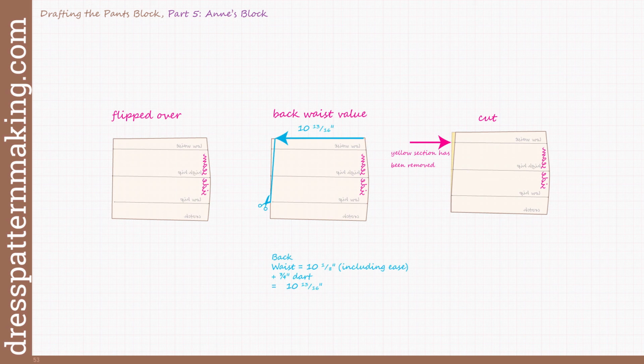And I'm going to measure across from the side seam, that is from right to left, for the back waist value, which is 10 1/8 of an inch plus 3/4 inch dart. The total is 10 13/16. So I'll measure from the side seam and mark where the waist ends. I'll then draw a line from that point on the waist to the low hip line with a ruler and pencil, then cut that bit off.